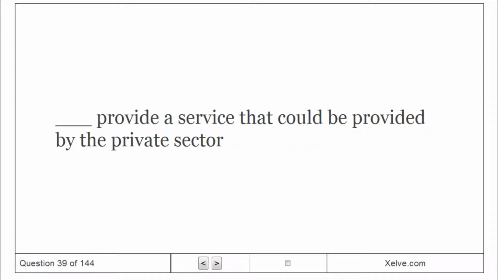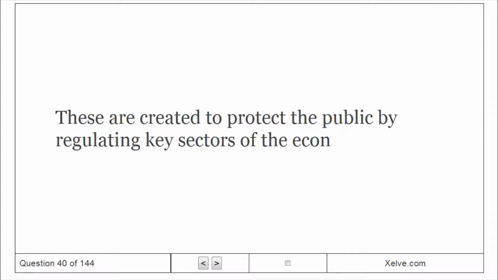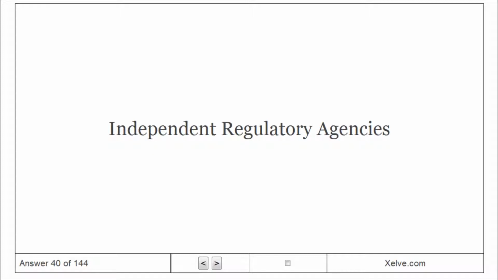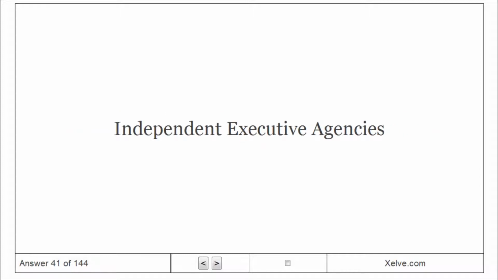Government corporations provide a service that could be provided by the private sector. Independent regulatory agencies are created to protect the public by regulating key sectors of the economy. NASA, NSF, EPA, and GSA are all examples of independent executive agencies.